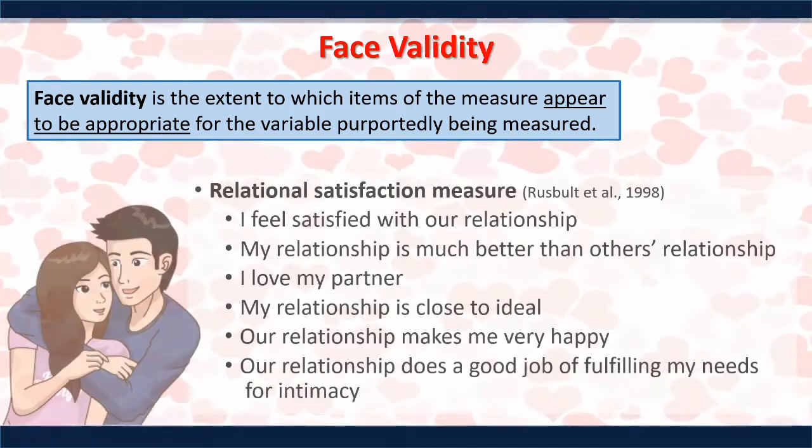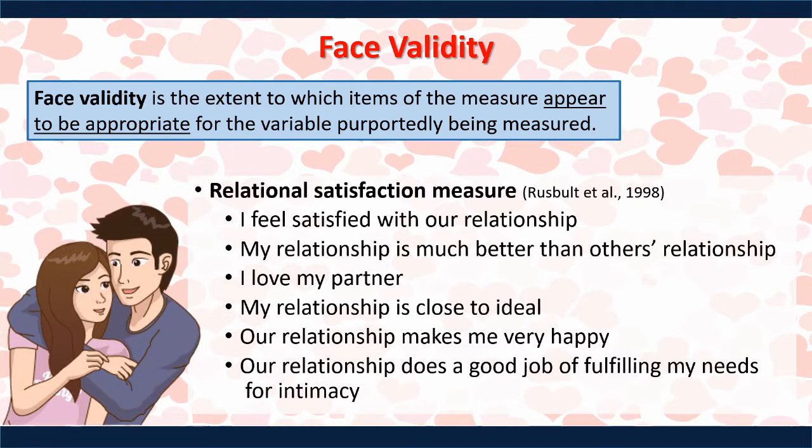Consider the following measure of relational satisfaction created by Carol Rusbolt and her colleagues. She believes that relational satisfaction is indicated by the belief that individuals love their partner, feel the relationship is better than others, is close to ideal, and fulfills certain intimacy needs, among other things. If you as the researcher look at these items and say, yeah, that's pretty much what relational satisfaction is, then you would adopt the measure wholesale in your study.